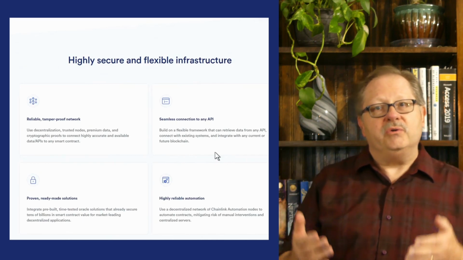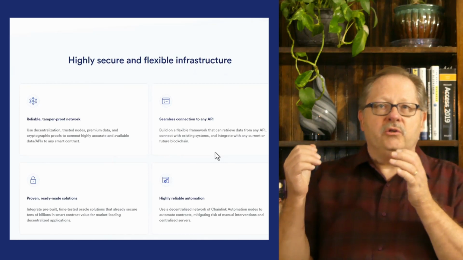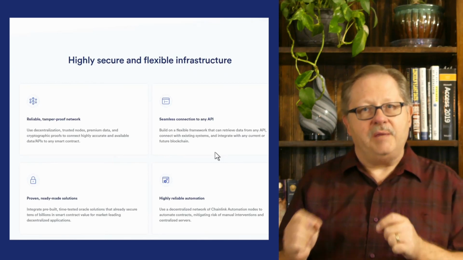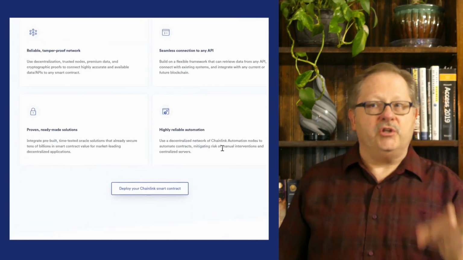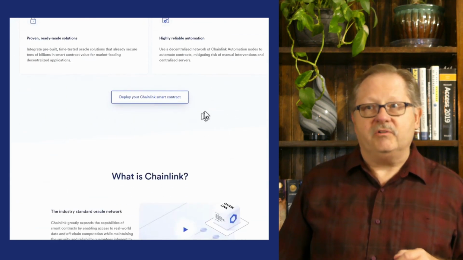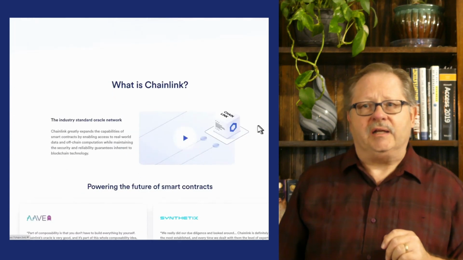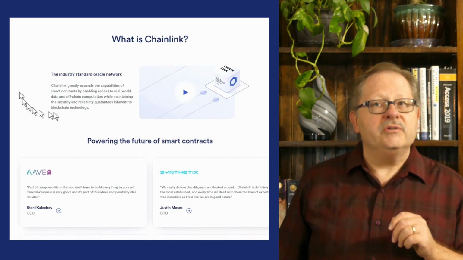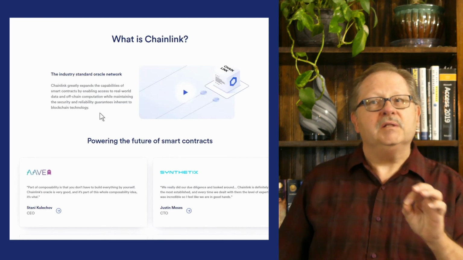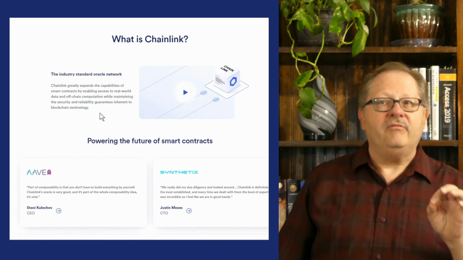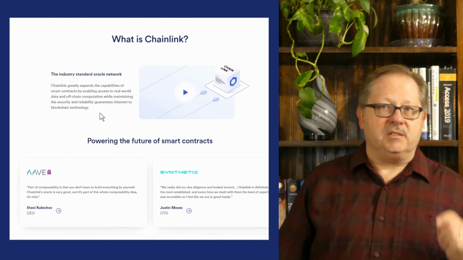So in a cryptocurrency environment, you're trying to solve problems, and your blockchain will be valuable if you are capable of solving real-time problems for people. They're going to tout that their infrastructure is secure, and advertise that you can program and deploy your own smart contract. Okay, so what's Chainlink? Here's the key right here. It says Chainlink greatly expands the capabilities of smart contracts by enabling access to real-world data and off-chain computation while maintaining security and reliability guarantees inherent to blockchain technology.